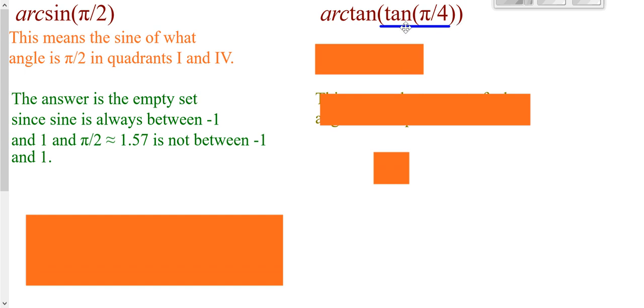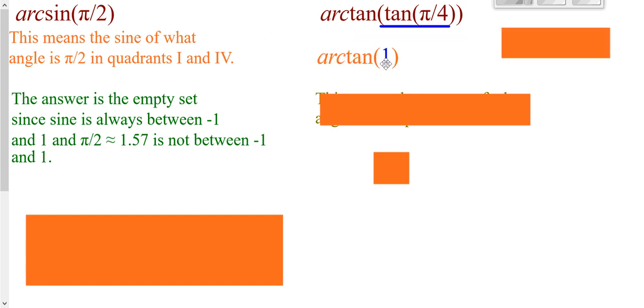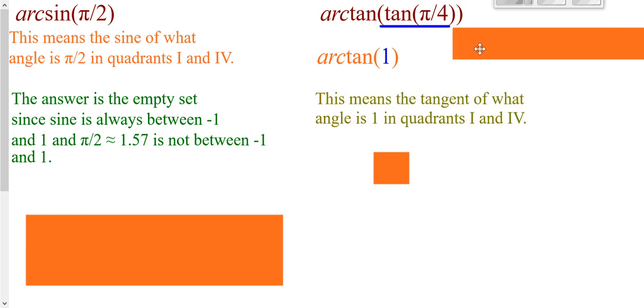Here, the inside is a normal trig function. We're just doing the tangent of pi over 4. You should know the inside tangent of pi over 4 is just 1. It's still the arctangent of that. So now we have to do the arctangent of what we just figured out. Arctangent is an inverse tangent, which is an angle. Any inverse trig function is representing an angle. This would mean tangent of what angle is 1. And then remember, inverse tangents only in quadrants 1 and 4. So where in quadrants 1 and 4 is tangent equal to 1? And that's at pi over 4.